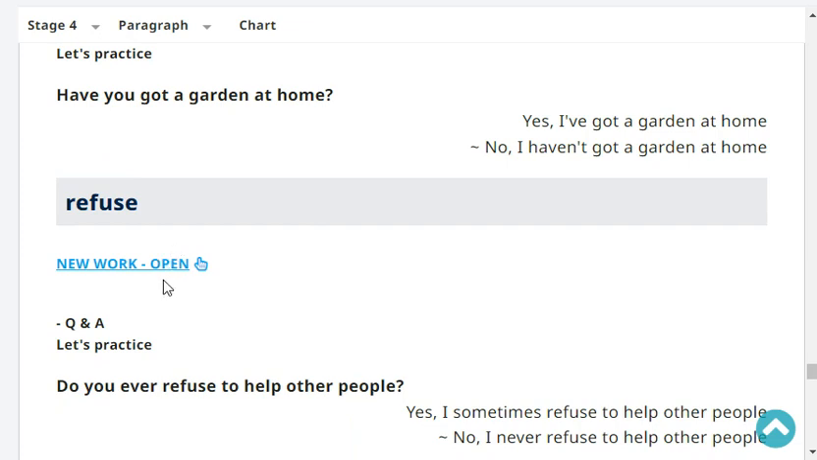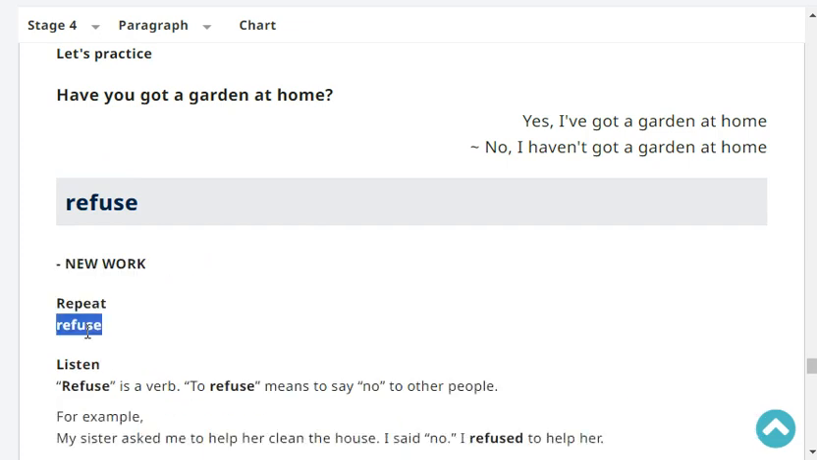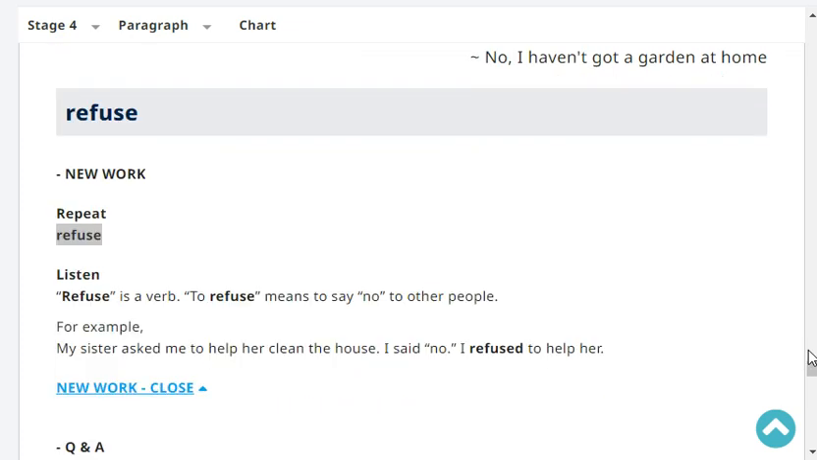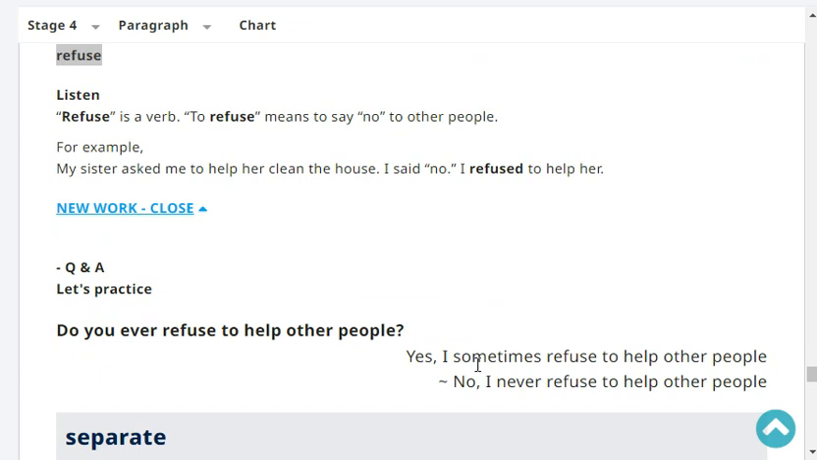Next, repeat. Refuse. Refused. Very good. Okay, listen. Refuse is a verb. To refuse means to say no to other people. For example, my sister asked me to help her clean the house. I said no. I refused to help her. No, very bad, brother. Okay, let's practice. Do you ever refuse to help other people? Yes or no?